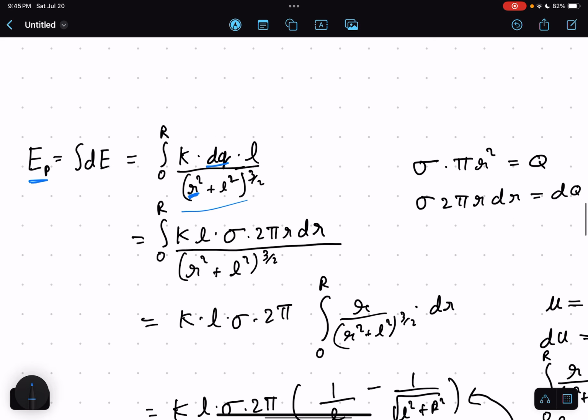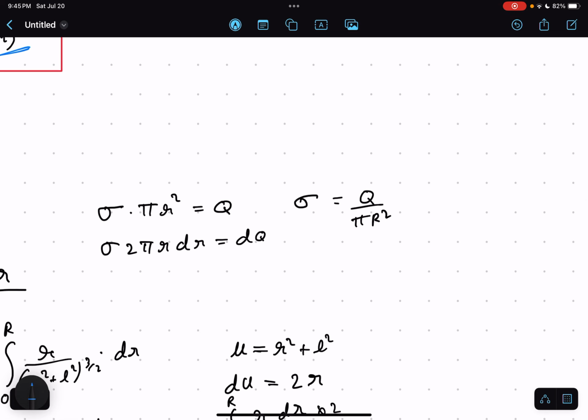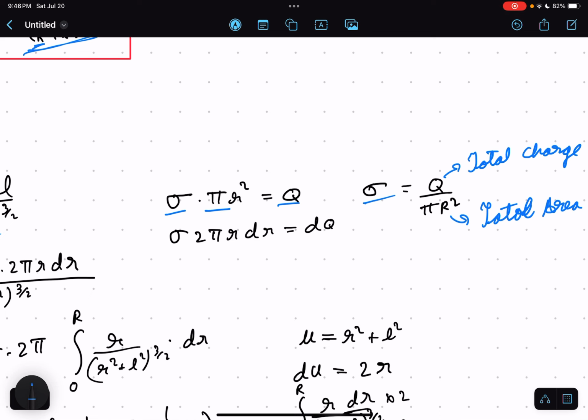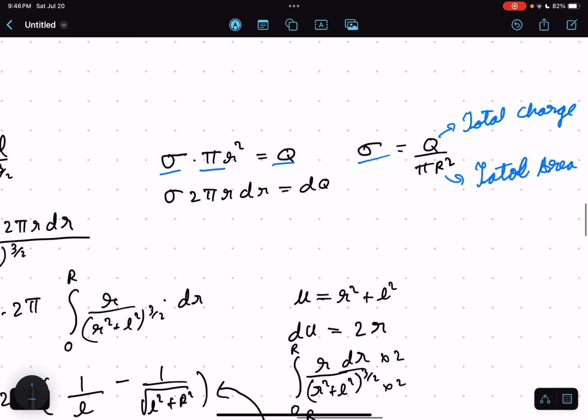So in order to convert this dq to dr, you can take this equation over here: sigma multiplied by pi r square is equal to q. As you know, sigma is just total charge divided by the total area. As you can see, we can differentiate this, and if you differentiate it, you are going to get a dq and then a dr.